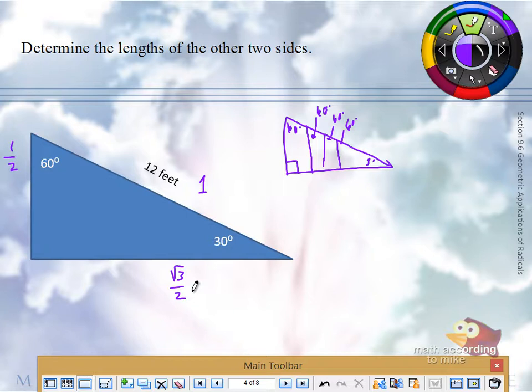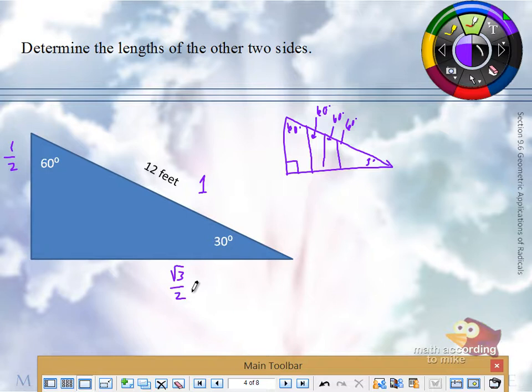So to solve this type of problem, we actually don't need Pythagoras. You can use Pythagoras after you have one of the sides, because we need two sides to use Pythagoras. But we don't really need to use it. We just have to keep the numbers 1, 1/2, and radical 3 over 2 in mind.